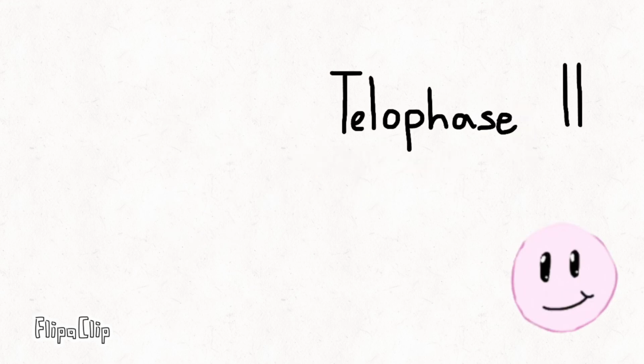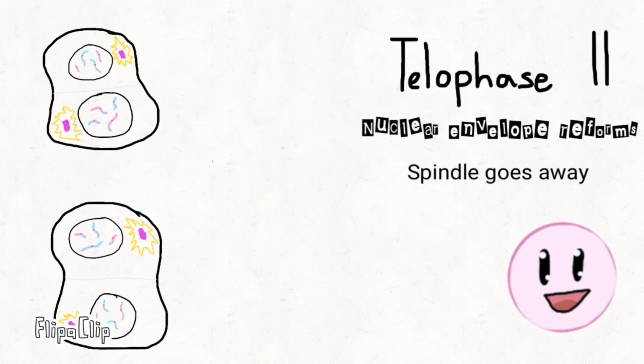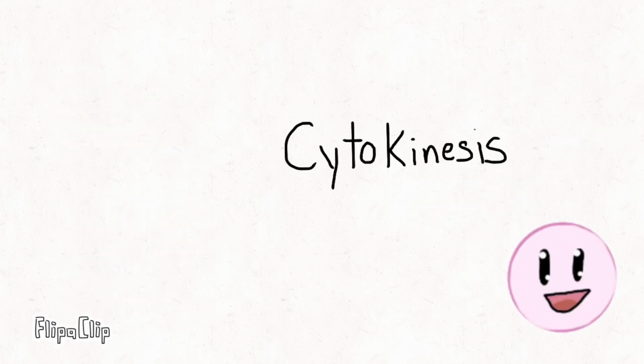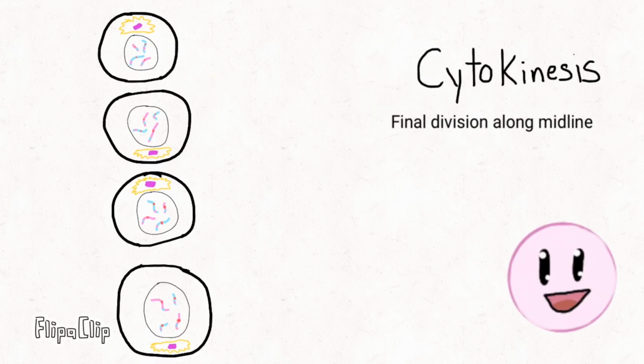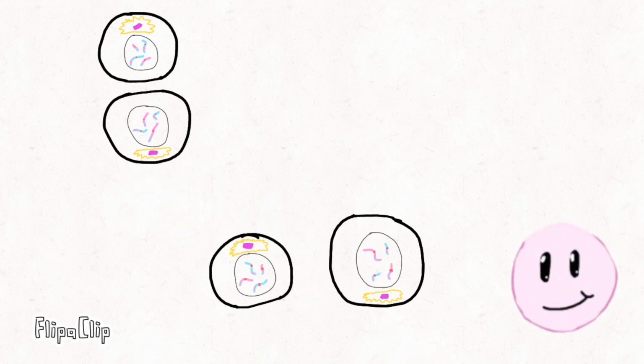The next and final phase of meiosis 2 is telophase 2. The nuclear envelope reforms and the spindle goes away. You can start to see the 4 cells that are going to be left. Then, a final division occurs along the midline of the cell, separating each cell into 2 cells. We are then left with 4 non-identical daughter cells.